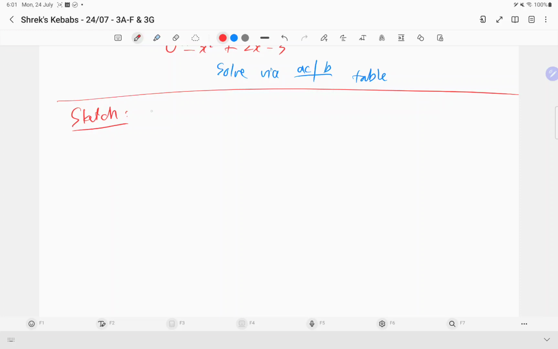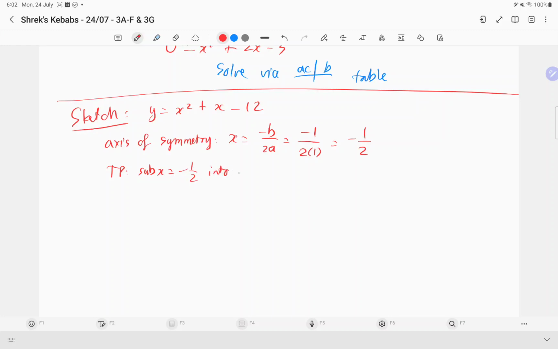All right, guys, focus, please. Sketch y equals x squared plus x minus 12, then the symmetry. First, axis of symmetry would be x equals minus b over 2a, and b is 1, so minus b is minus 1 over 2a, a is 1, so that's 2 times 1, which is negative 1 over 2. Then the turning point: substitute x equals negative 1 over 2 into the equation for y.